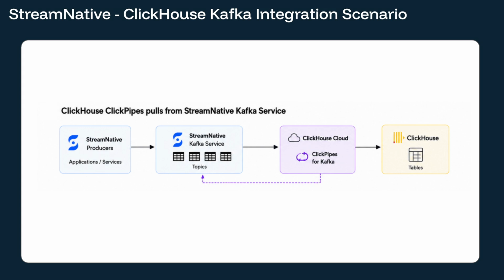And that's it. In just a few minutes, we've connected StreamNative Kafka service with ClickHouse Cloud, configured a ClickPipe using a very simple declarative interface to continuously stream Avro-encoded data into ClickHouse.